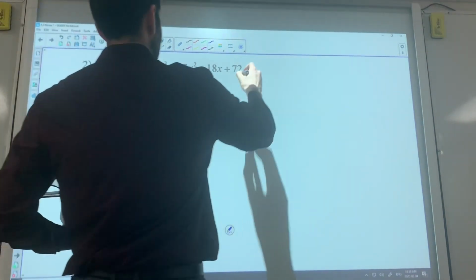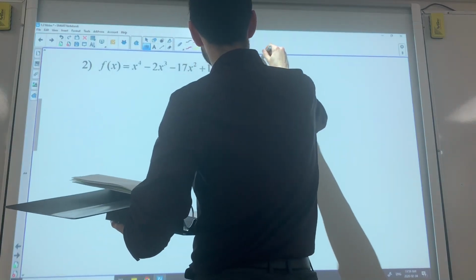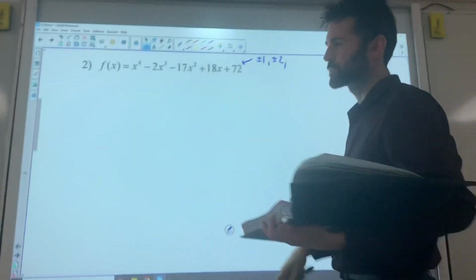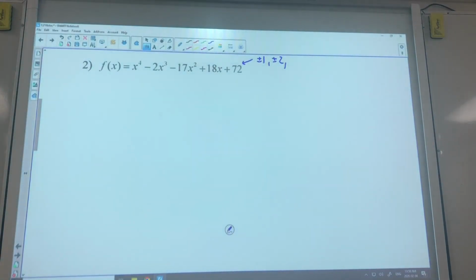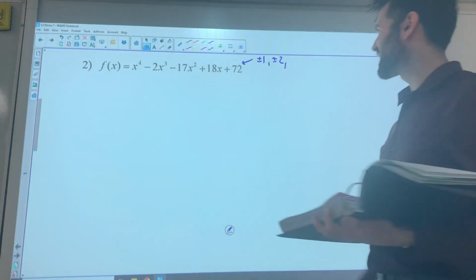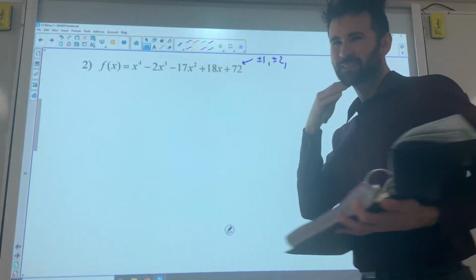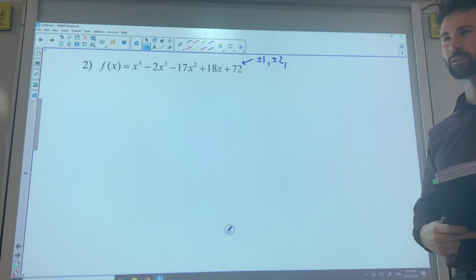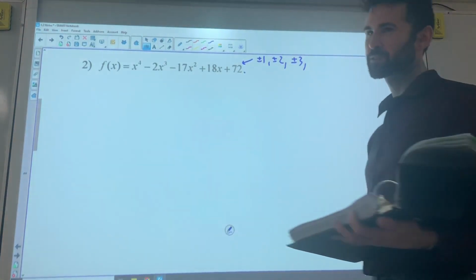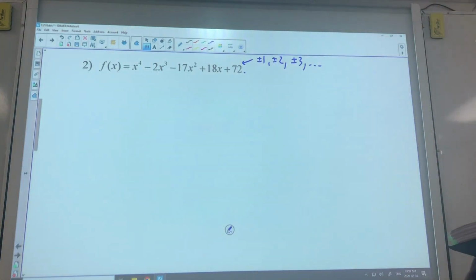Okay, so you're looking over here, right? And you're like, okay, so plus or minus 1 divides 72, plus or minus 2. How do you know if 3 divides it evenly, by the way? Add the digits. Yeah, if you add up the digits, and that's divisible by 3, then 3 goes in. So 7 plus 2 is 9. 9 is divisible by 3, so 3 goes in. That's probably enough. You're not going to need any more.